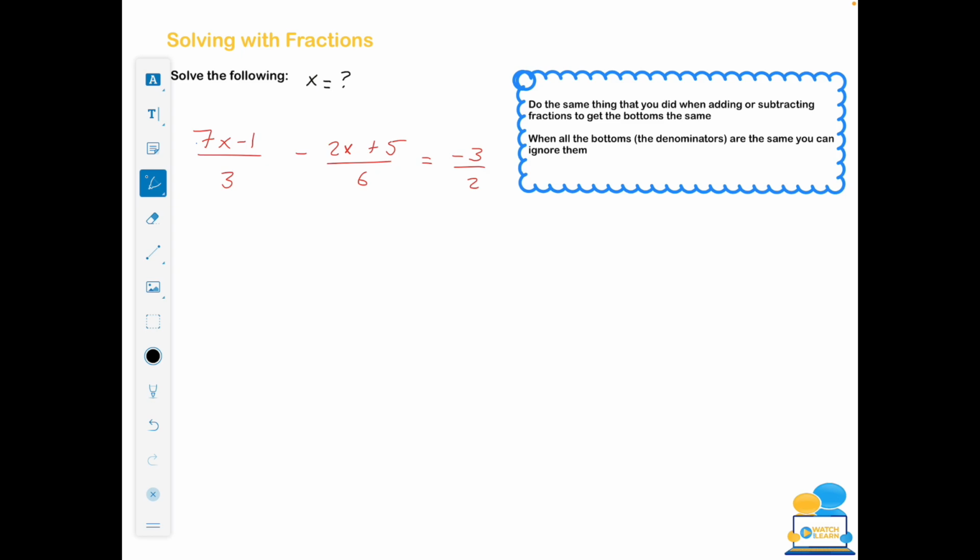So I have the numbers 3, 6 and 2 at the bottom. I want a number that will work for all of them. So I want the lowest common multiple of 3, 6 and 2. Okay, so I can turn all those numbers into a 6 quite easily. So I'm just going to go ahead and do that.